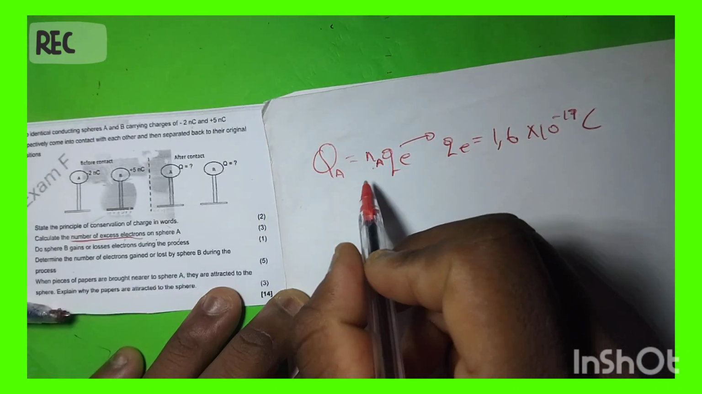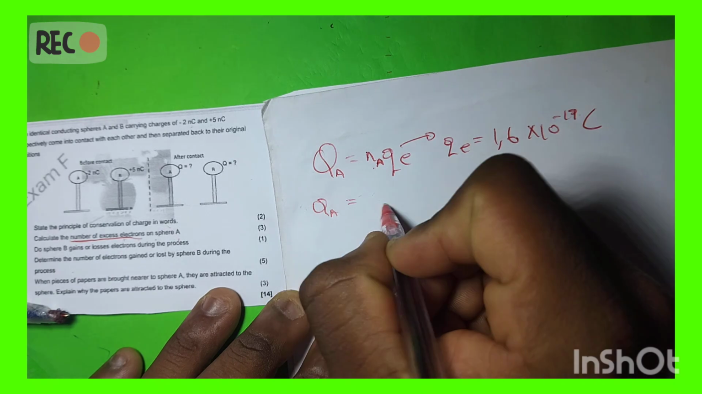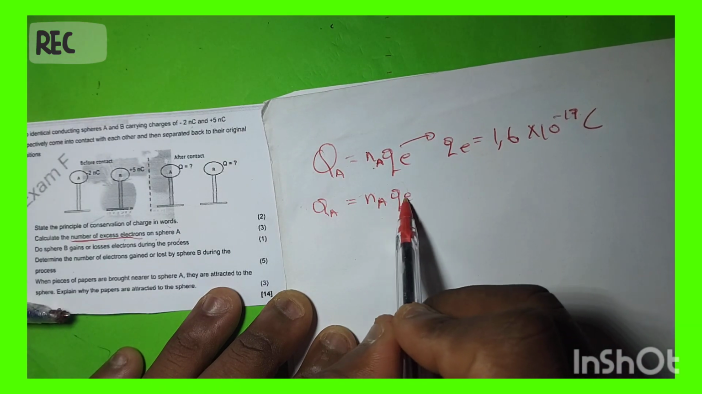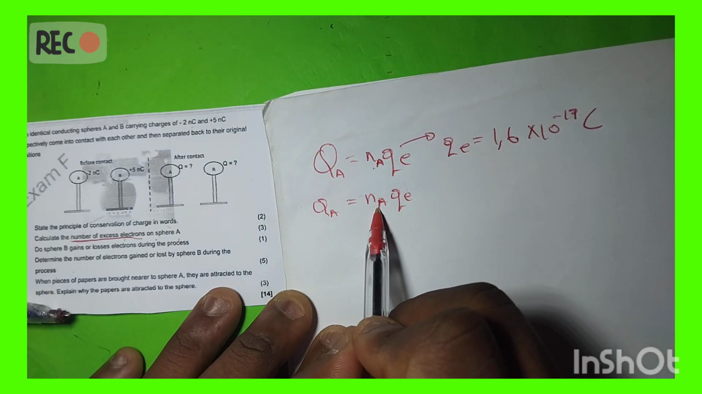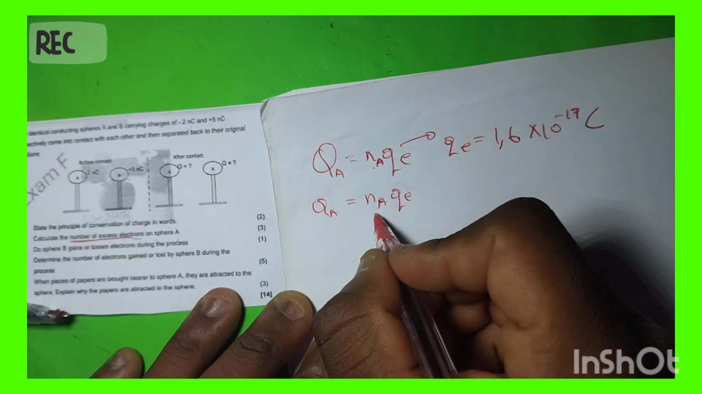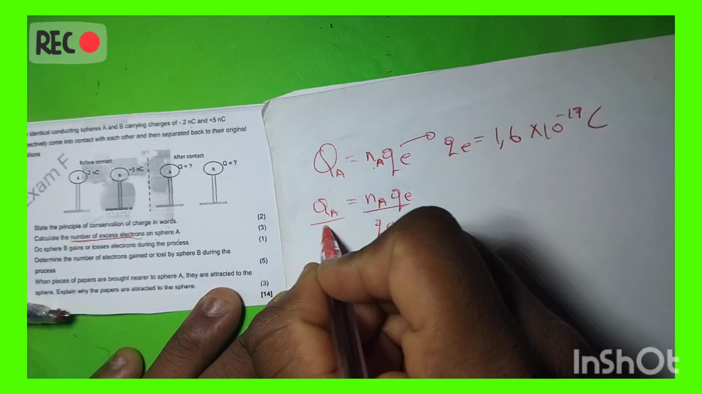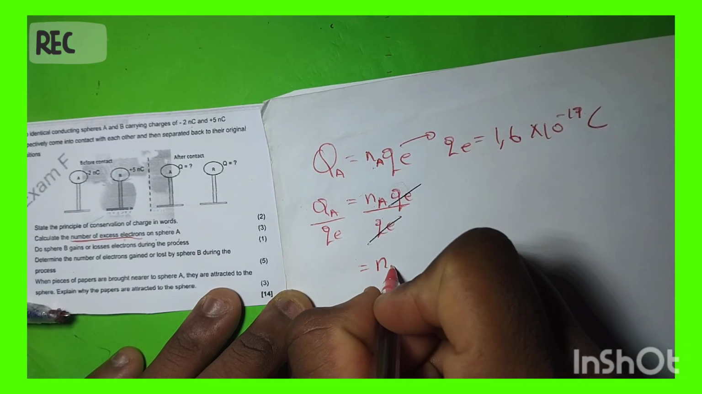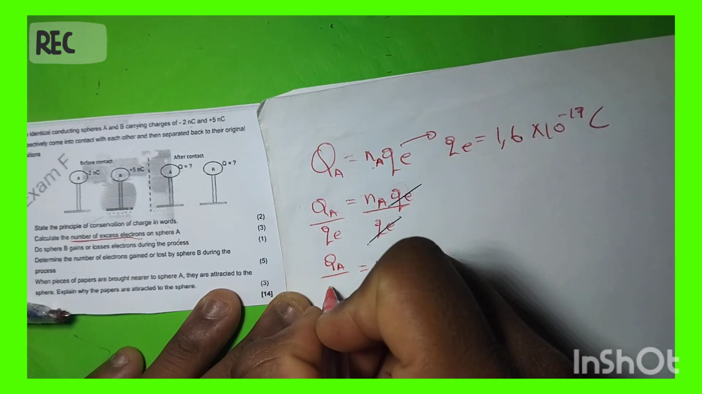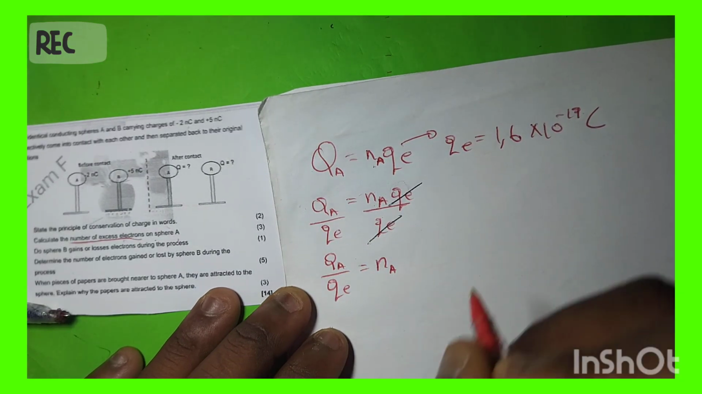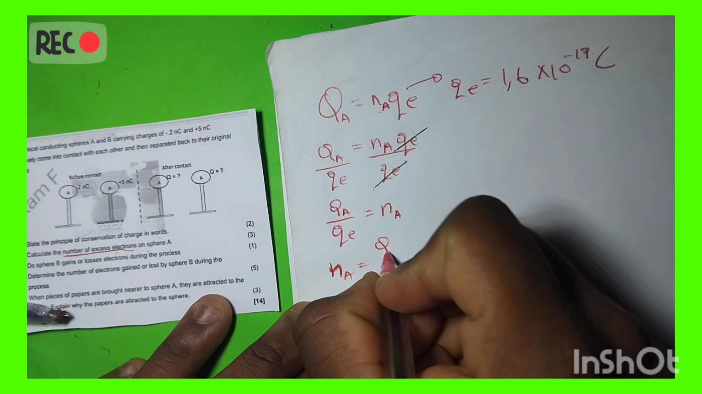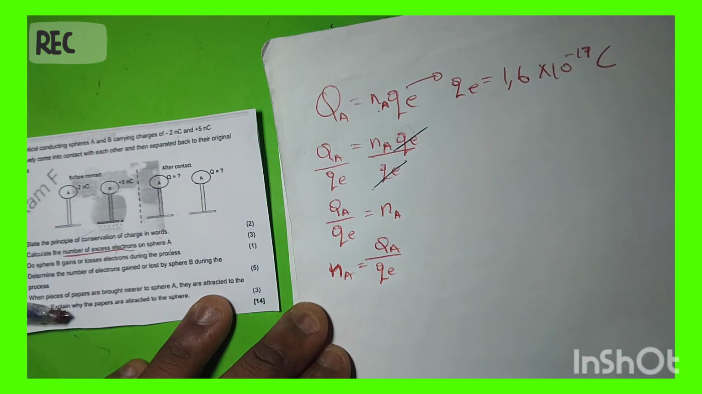So now what I will do, because I want to solve this thing, I can make this represent my equation. I can divide both sides by this, so that the equation cancels and becomes something like this. It's N_A, and this will be Q_A over E. So this is the equation that I can use, which is my N_A equals Q_A divided by E.